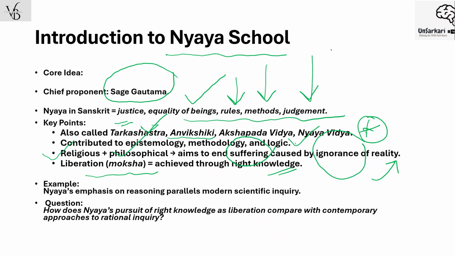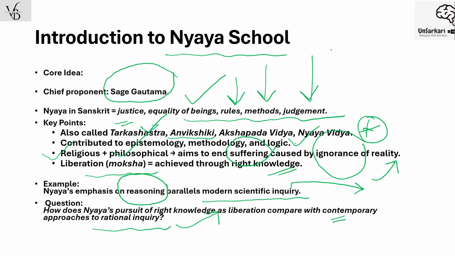So, the Nyaya's emphasis on reasoning. Can you say reasoning is also like modern scientific inquiry, which our constitution also speaks about? Can you trace some kind of similarity? And if I give you a question which you will write and show it to me: how does Nyaya school, or Nyaya's pursuit of right knowledge as liberation, compare with contemporary approaches to rational inquiry?